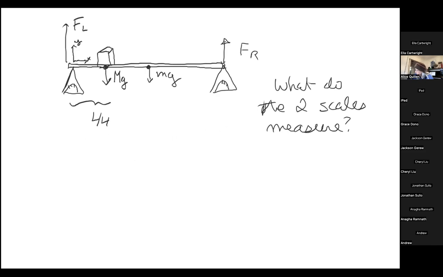So the first condition is just the force balance. You add up all the forces on the beam. There are only vertical forces, with my little coordinate system here, x and y. The gravities are down and the scales are up. So force balance gives FL plus FR minus mg equals 0, and that's the condition for force balance.